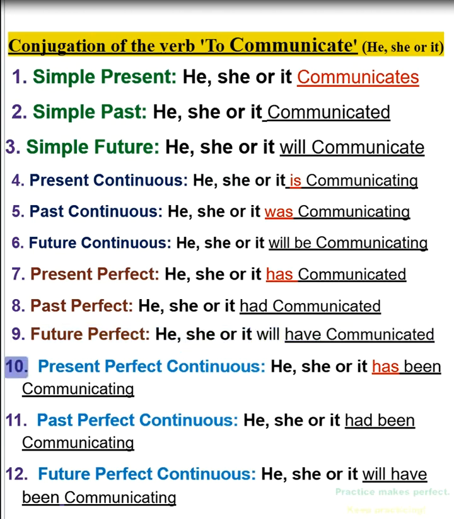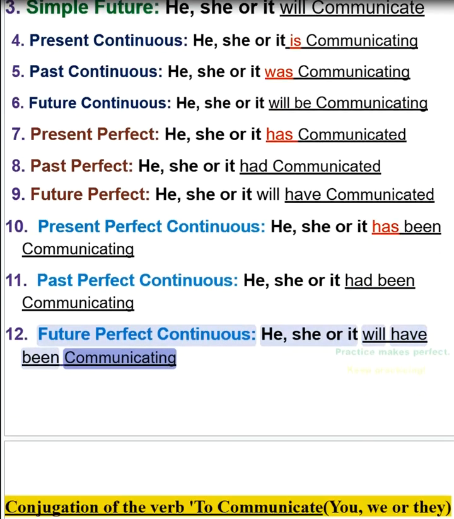10. Present perfect continuous, he, she or it has been communicating. 11. Past perfect continuous, he, she or it had been communicating. 12. Future perfect continuous, he, she or it will have been communicating.